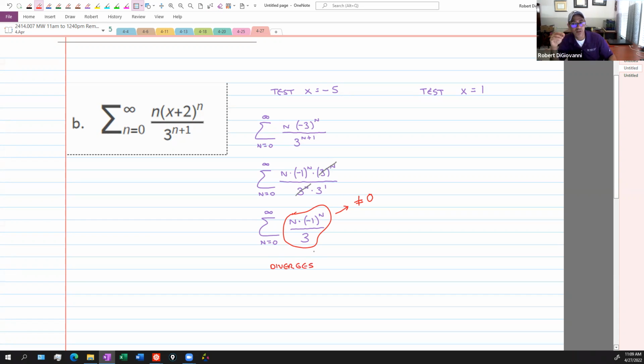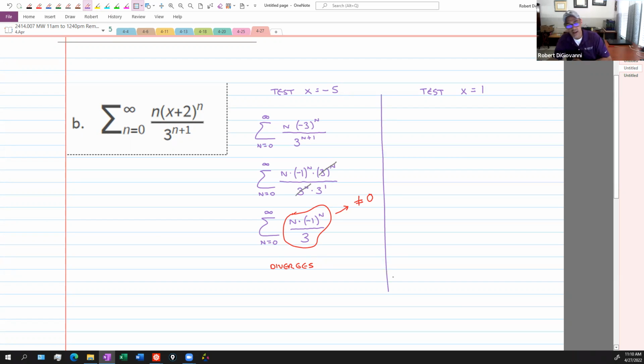It's kind of like the nth term test. We know that that thing isn't going to 0. What if it did go to 0? What would that tell us? If that did go to 0, would it tell us that this series converges? No, it would just tell us we don't know, right? But the fact that it doesn't go to 0 tells us it diverges.